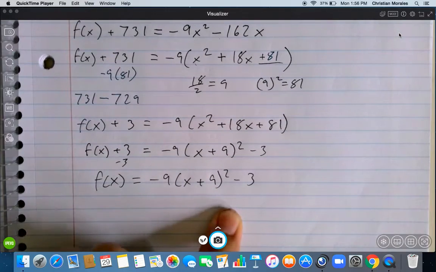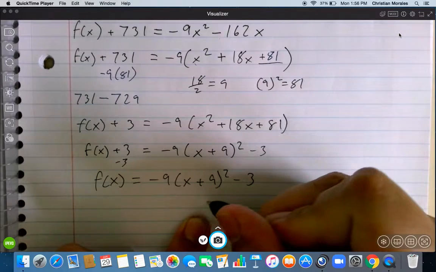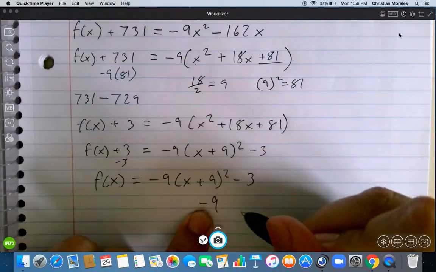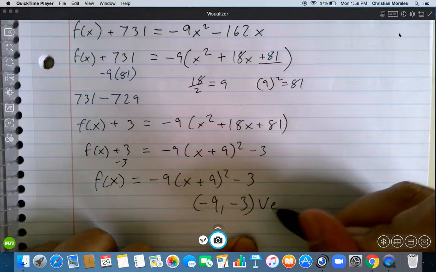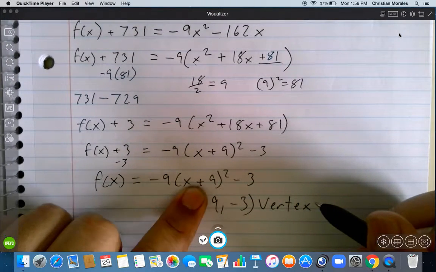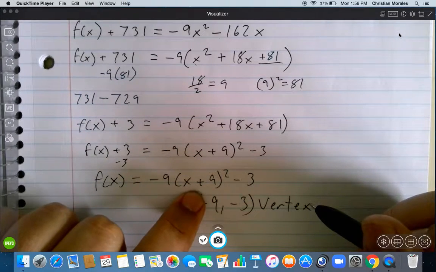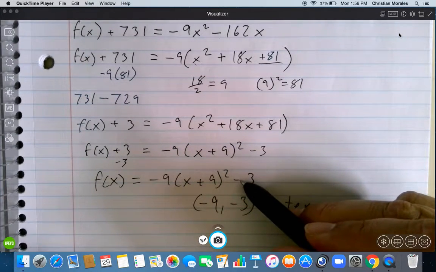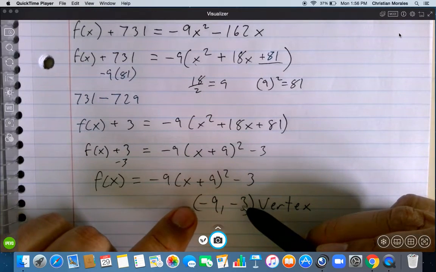And there's our vertex form. Now our vertex, our numbers, would be a -9 for h and a -3 for k. That's my vertex. Change the sign. This was a negative, it became a positive. This was also a positive, it changed to a negative. So if they changed the signs, that means they plugged in negative numbers.